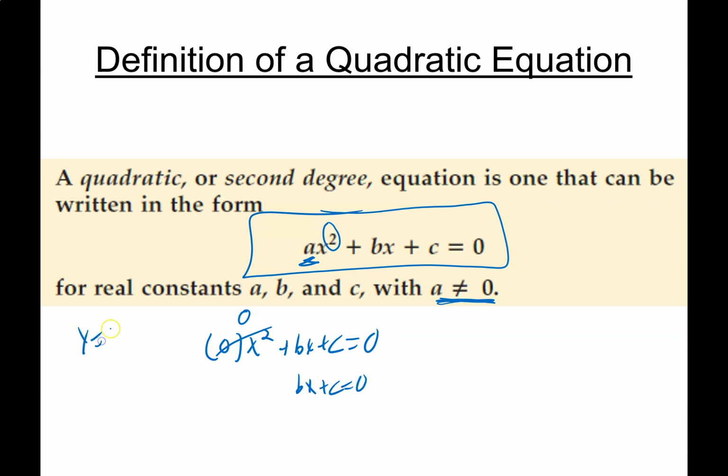Maybe you're familiar with y equals mx plus b, the slope-intercept form of a line or of a linear equation. That's what I get here, only instead of mx and b, I get bx plus c. So when you take away that x squared, it's no longer second degree. It's no longer a quadratic. It's a line. So that's why we have that restriction there. I must retain that x squared. So zeroing out a, not a great idea.